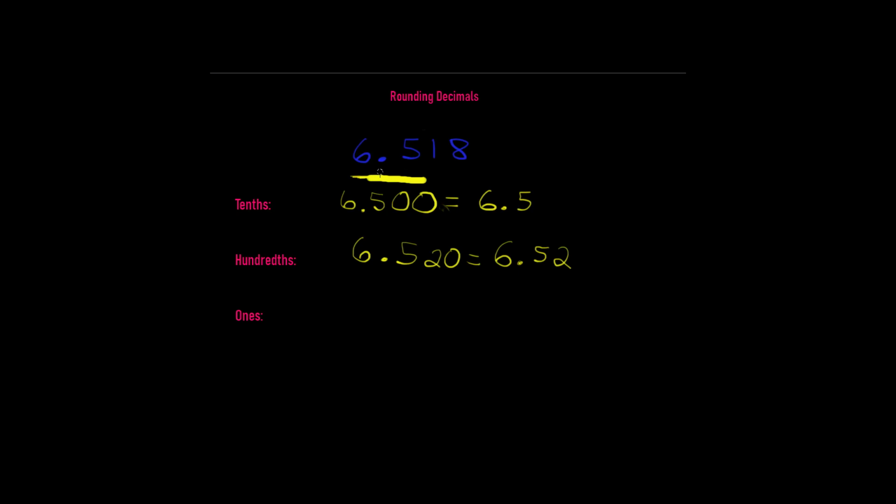So 65, is that closer to 60 or 70? And we said if it's a tie, it rounds up. So it's actually going to round up to 70, or in this case, 7.0, or 7 and 0 tenths. We're going to have to write our answer in that same manner. So we're going to write it as 7 and 0 tenths. And we can fill in, like I said, all of those place values.